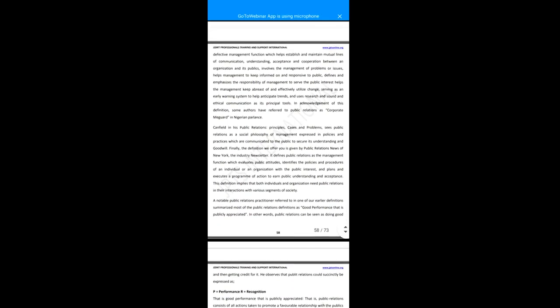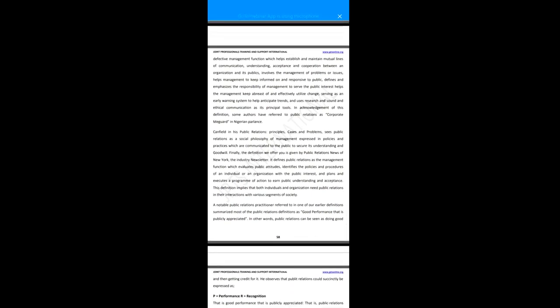Now, a notable public relations practitioner referred to in one of our earlier definitions summarized most of the public relations definition as good performance that is publicized, publicly appreciated. In other words, public relation can be seen as doing good and then getting credit for it. He observed that public relation could be expressed as performance and recognition.